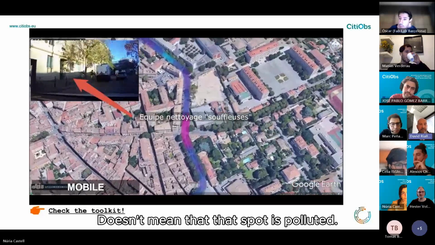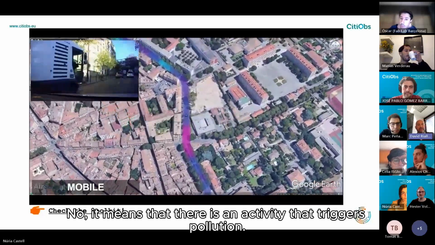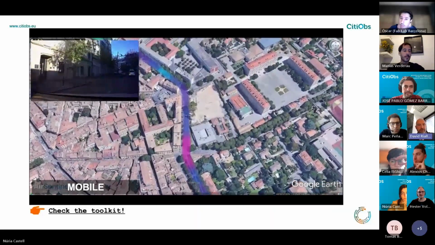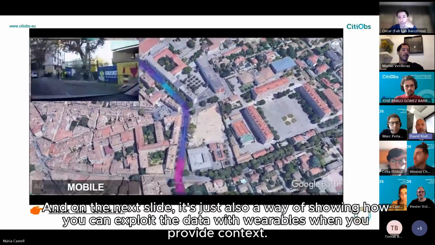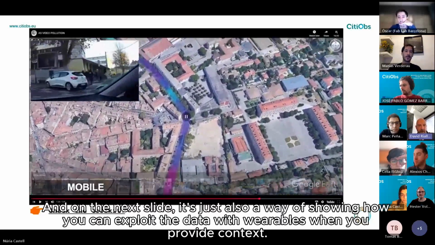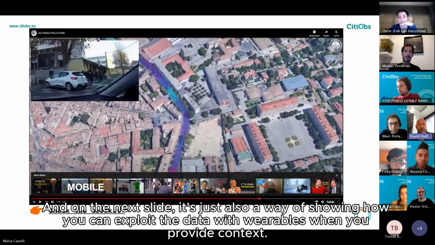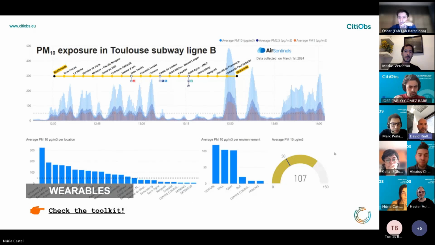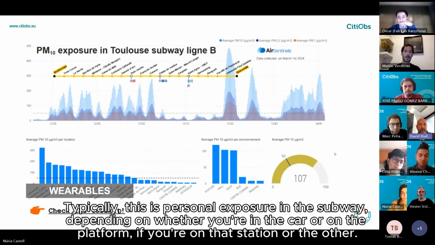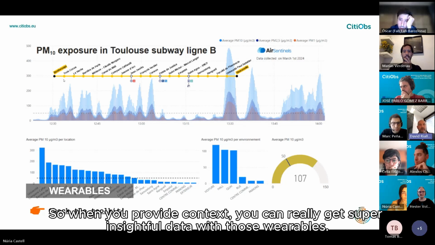Does it mean that that spot is polluted? No, it means that there is an activity that triggers pollution. So again, it's a totally different approach to what you want to monitor. And on the next slide, it's also a way of showing how you can exploit the data with wearables when you provide context. Typically, this is personal exposure in the subway, depending on whether you're in the car or on the platform, if you're at that station or the other. When you provide context, you can really get super insightful data with those wearables.